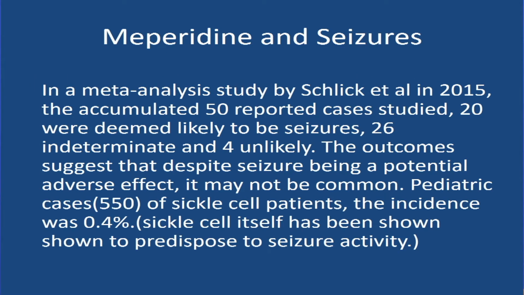In the meta-analysis study by Slick et al. in 2015, of the 50 cases studied, 20 were deemed likely to be seizures, 26 indeterminate, and 4 unlikely. The outcomes suggest that despite seizure being a potential adverse effect, it may not be common. In pediatric cases of sickle cell, the incidence was 0.4%. Sickle cell itself has been shown to predispose to seizure activity. Therefore, meperidine and seizures do not seem to be related as much to seizure development as was previously thought.